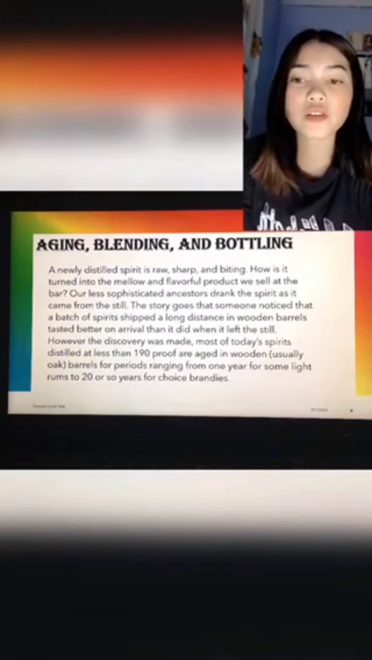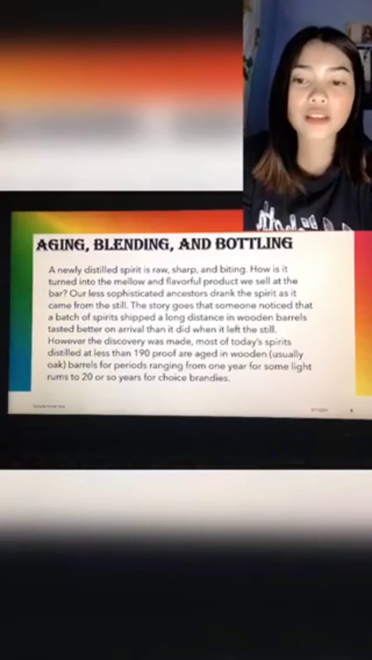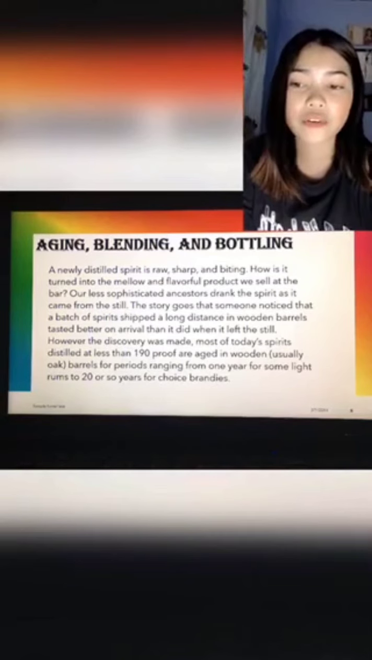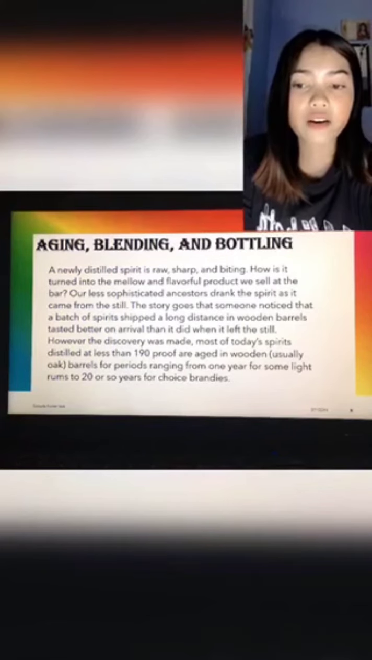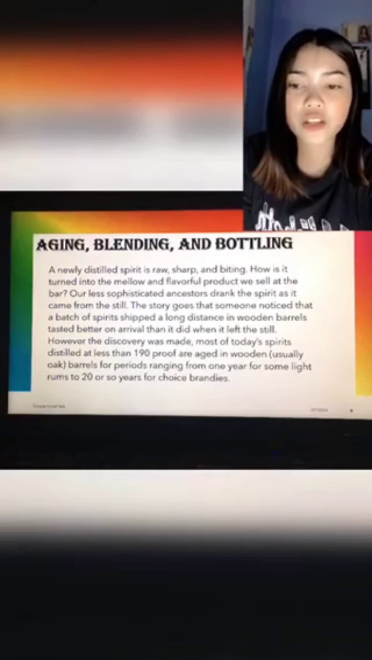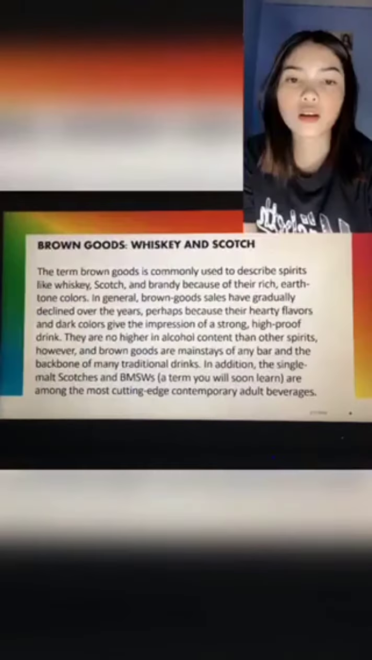The story goes that someone noticed that a batch of spirits shipped a long distance in wooden barrels tasted better on arrival than it did when it left the still. However the discovery was made, most of today's spirits distilled at less than 190 proof are aged in wooden, usually oak, barrels for periods ranging from 1 year for some light rums to 20 or more years for choice brandies.